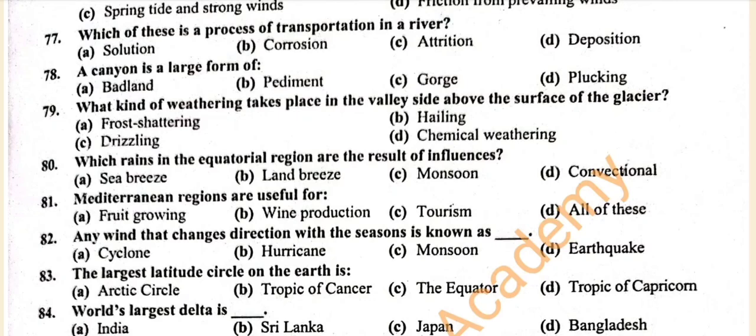Question number 79. What kind of weathering takes place in the valley side above the surface of a glacier? A. Frost shattering, B. Hailing, C. Drizzling, D. Chemical weathering. And the correct answer is A. Frost shattering.